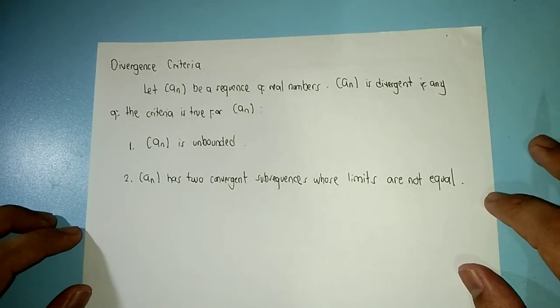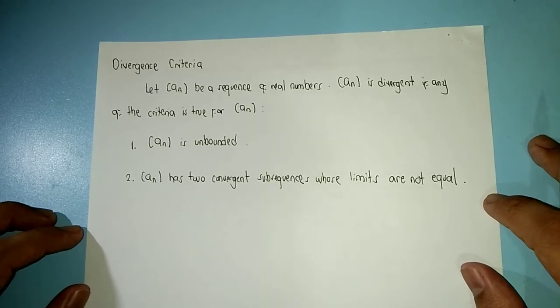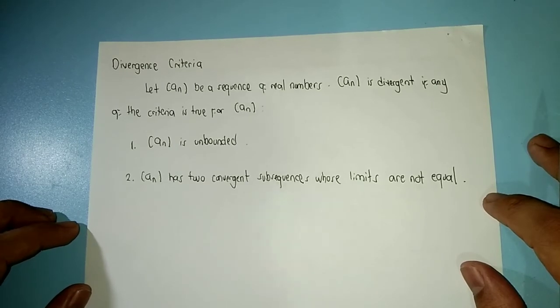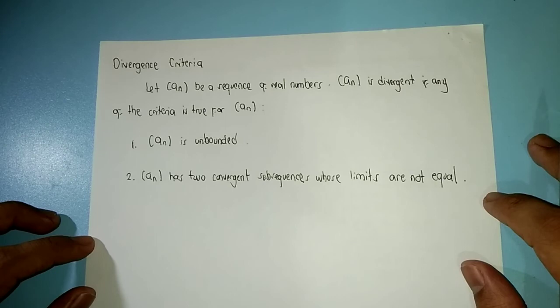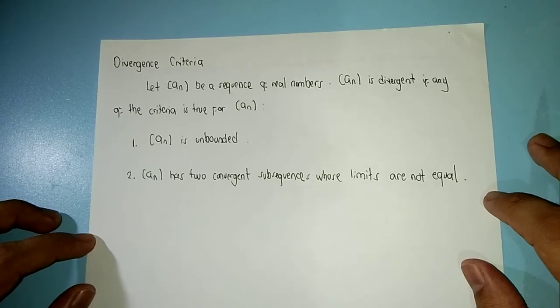Okay, so balikan natin yung divergence kasi nakakatulong yung idea ng subsequence para masabi natin na ang isang sequence ay divergent. So let's have divergence criteria. Let a sub n be a sequence of real numbers. A sub n is divergent if any of the following criteria is true for a sub n. Number 1, we have a sub n is unbounded. Yan yung ginagamit natin nung nakaraang videos sa pagpo-prove kung ang isang sequence ay divergent. So pinapakita natin na unbounded siya or hindi siya bounded above o kaya hindi siya bounded below.